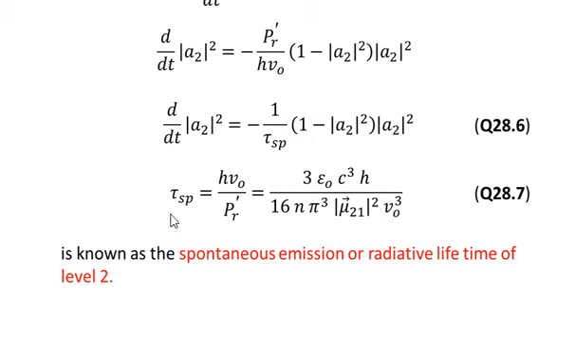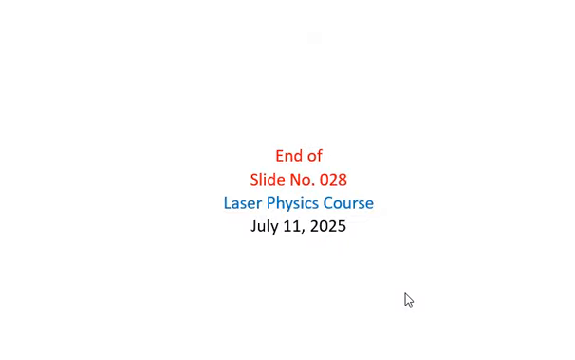So this tau sp is actually known as the spontaneous emission or radiative lifetime of level 2, because we have the expression of A2 over here, you see. In equation number 28.6 we have |A2|^2 everywhere, and then we have the tau sp. So this is known as the spontaneous emission or the radiative lifetime of level 2. This is the end of slide number 28.